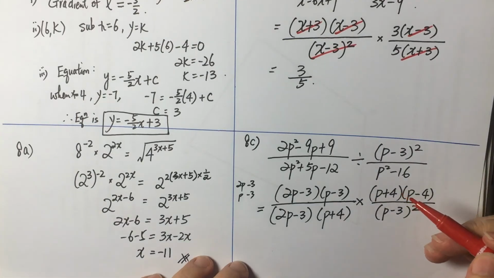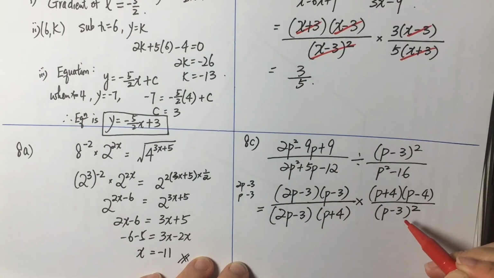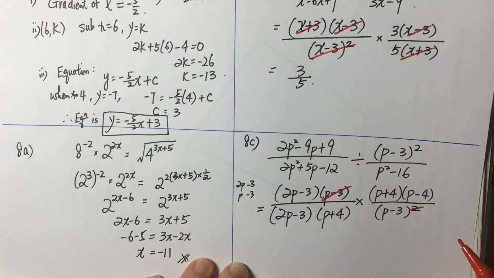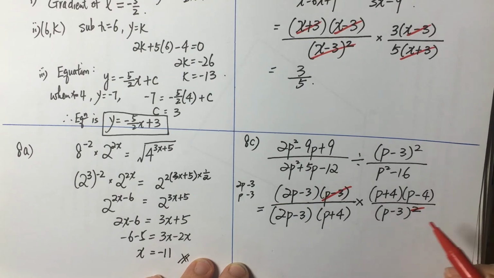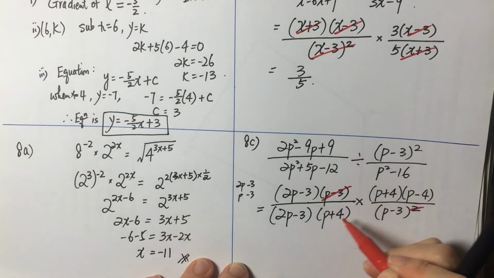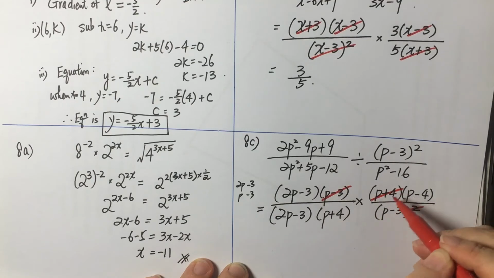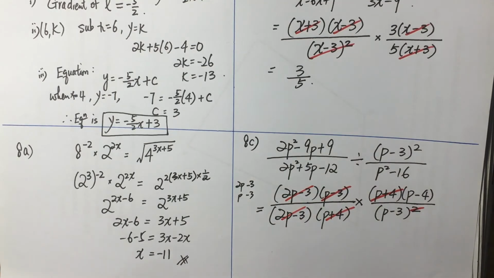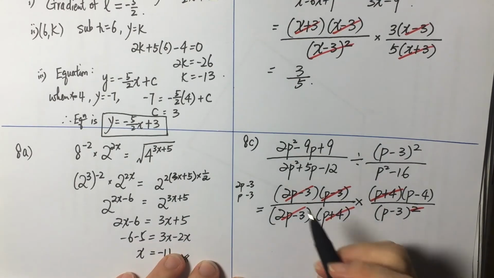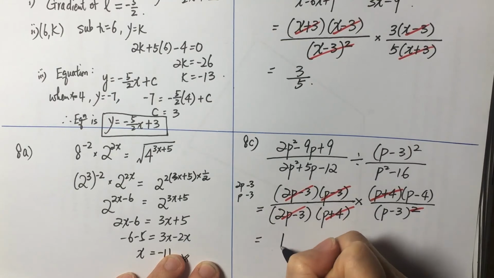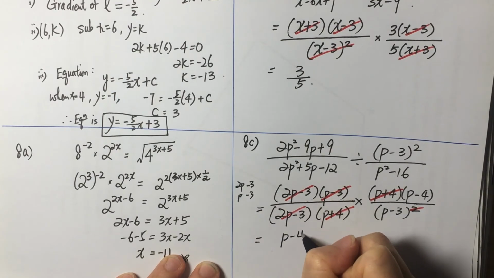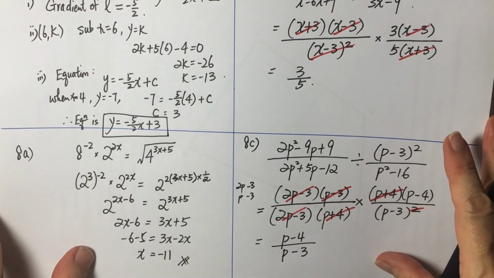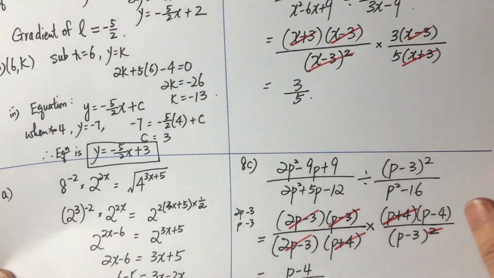So next I try to divide. There's a p minus 3 on top, there's a 2p minus 3 at the bottom, so I divide one of them, so I'm left with one more at the denominator. p plus 4 and p plus 4, so when I divide numerator and denominator by p plus 4, these two terms are gone. And when I also divide the numerator and denominator by 2p minus 3, these two are gone. So I'm left with (p minus 4) divided by (p minus 3). So this is question 8, part C.